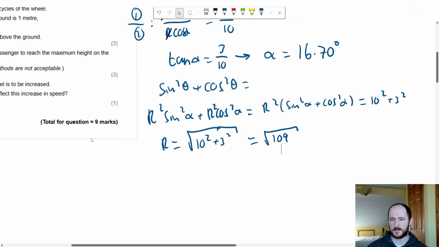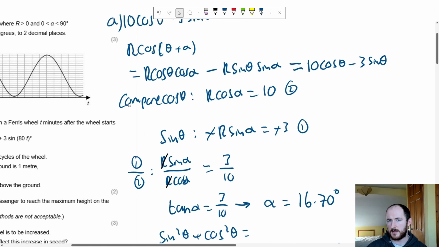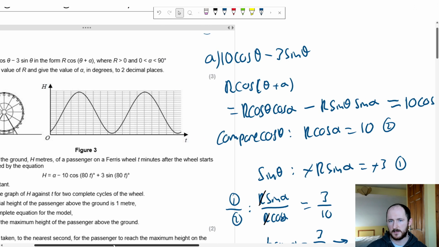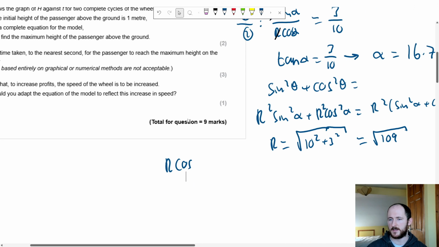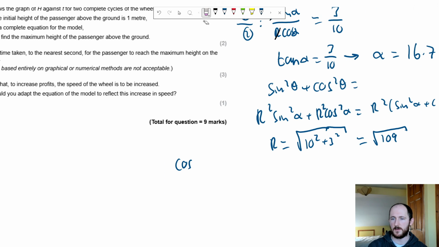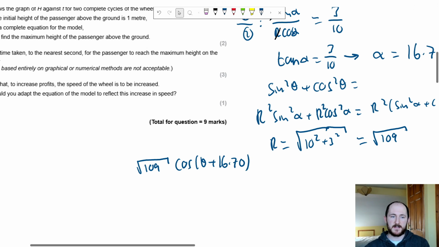So our final answer is, it would be r cos, and I think it's theta plus alpha? Yeah, theta plus alpha. So, sorry, we don't have r anymore. We have root 109 cos(theta plus 16.70). And that's it for part A.